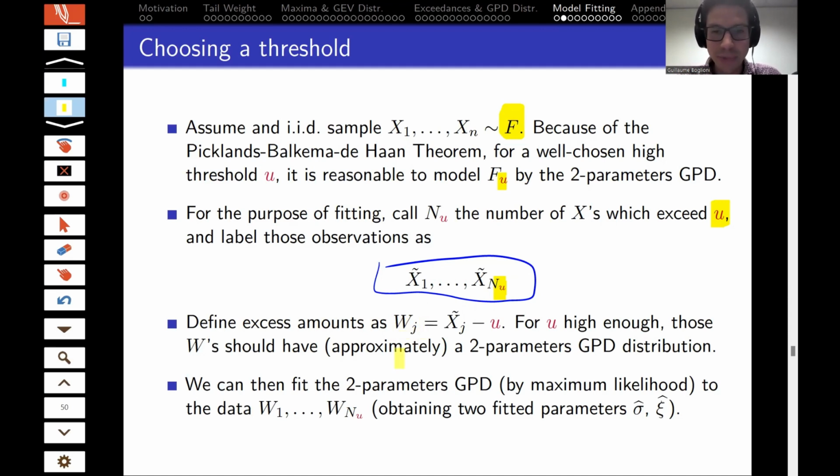Now we're going to define the excesses, because remember, it's the excesses over the threshold that are modeled as a GPD. So this would be x tilde j, where j is the index of the observation, minus u, and then we call this big W j. Big W is a notation that we've used often to mean exactly this, the exceedances over a high threshold. And so again, if u is high enough, those W should approximately, via the theorem, have a 2-parameter GPD distribution. Then we can fit the W's, the exceedances, to a 2-parameter GPD, and then use our model. We can do that by maximum likelihood, and then we would obtain sigma hat and c hat, the maximum likelihood estimates of the 2 parameters we need for the fitting. Remember, we don't need to estimate mu because under the 2-parameter GPD, mu is 0.